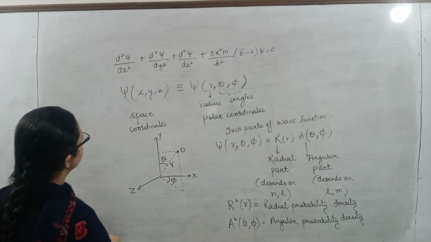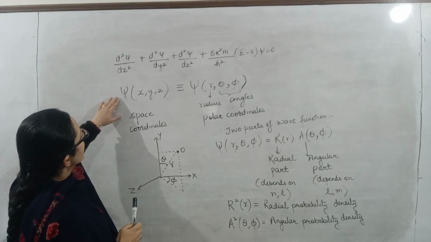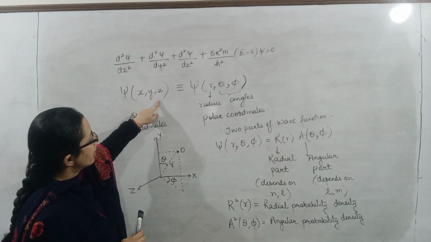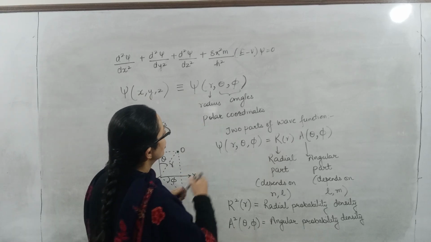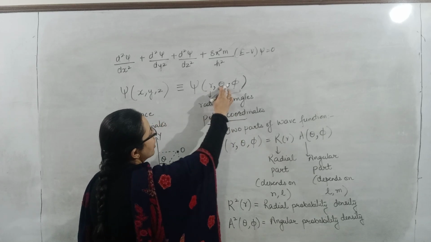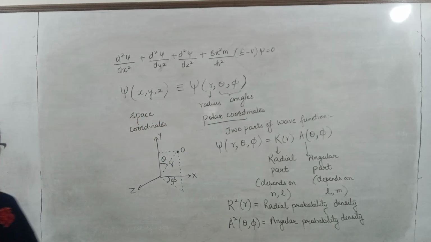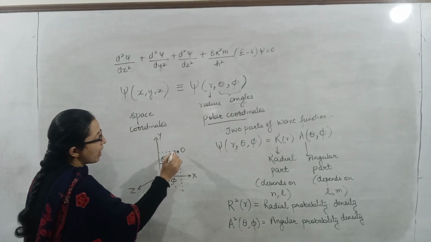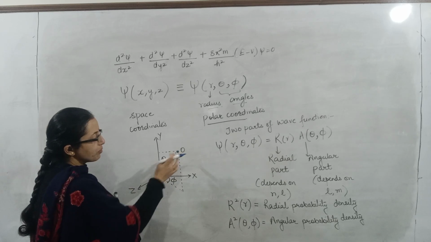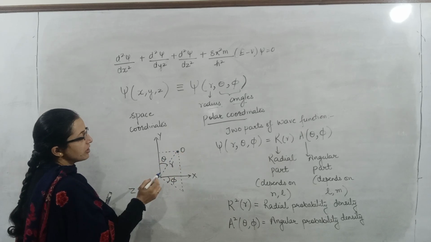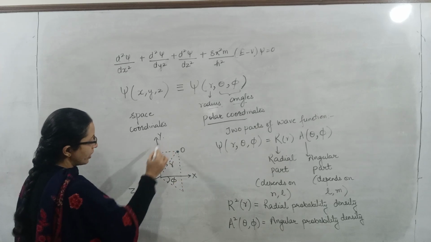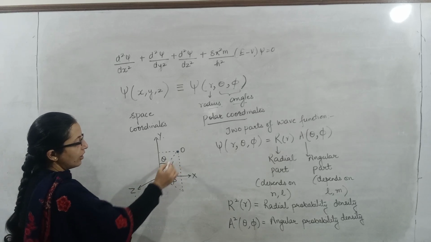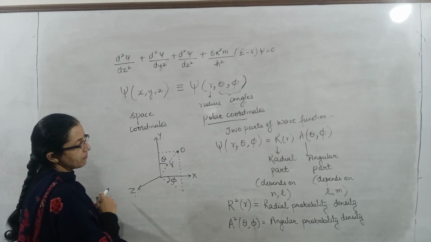Okay, now let's see the wave function psi. Psi can be defined with respect to the space coordinates x, y, z, and it can also be defined with respect to the polar coordinates, that is r, theta and phi. R stands for the radius and theta and phi for the angles, right? Suppose there is a particle at this particular point. The position of a particle can be defined with respect to the space coordinates x, y, z, or with respect to the polar coordinates, that is the radius r and angles theta and phi.